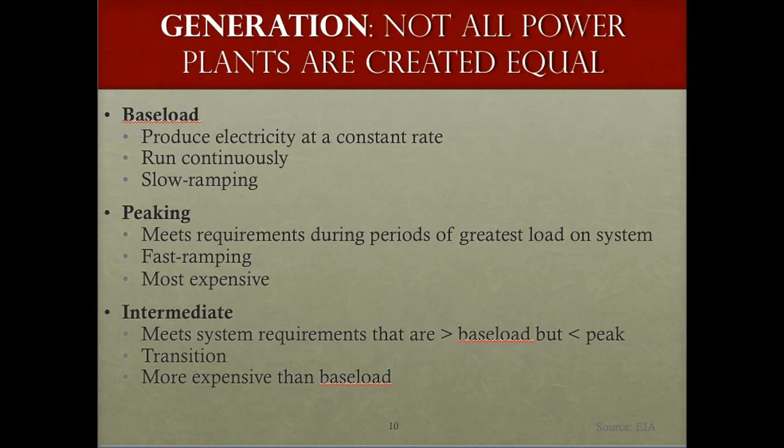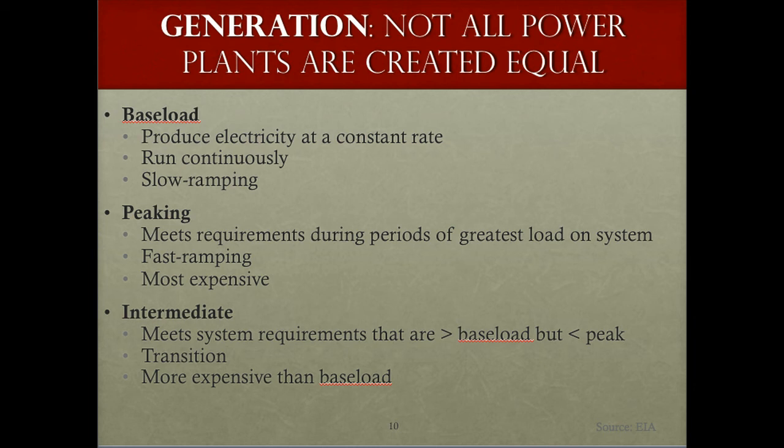In the generation of electricity, not all power plants are created equal, because supply must meet demand instantaneously, and some power plants are better at doing this than others. There are three main types of power plants: baseload, peaking, and intermediate. Baseload plants produce electricity at a constant rate, run continuously, and are often slow ramping, meaning it takes a long time for them to warm up when shut down completely.